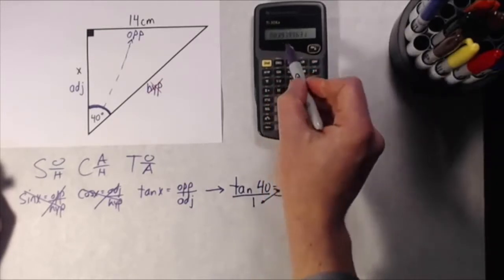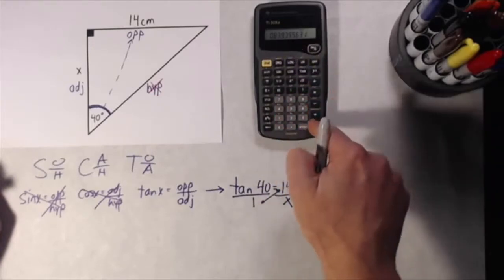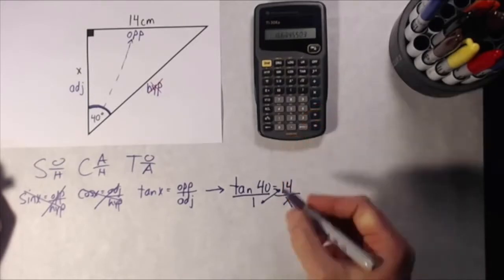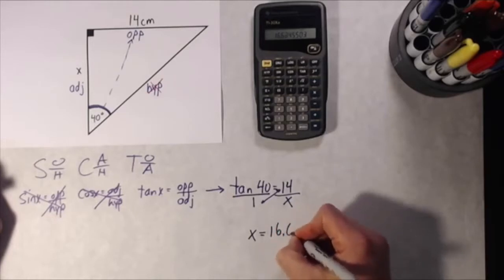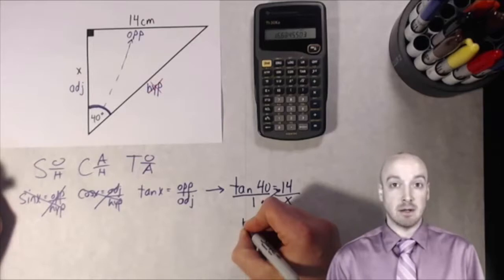Now be careful, that's not my answer. That's actually the tangent of 40 degrees. So to get an answer for that, 14 divided by the tangent of 40, I've got to press equals. And my answer here for x is 16.68 centimeters.